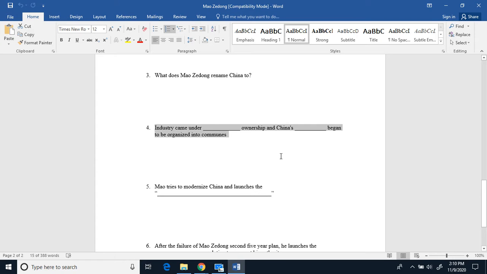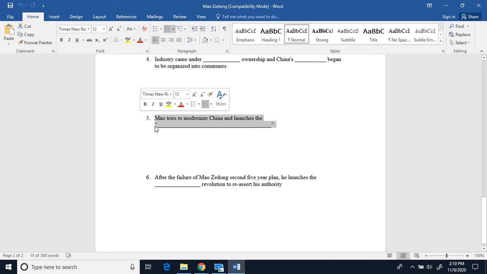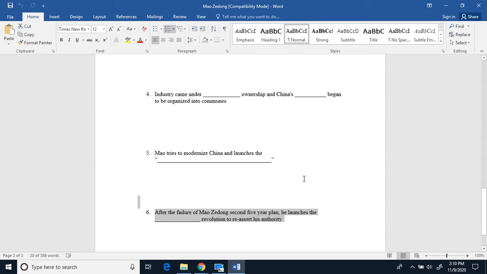4, industry came under ownership and China began to be organized in the communes. 5, Mao tries to modernize China and launches the. And 6, after the failure of Mao Zedong's second 5-year plan, he launches the revolution to reassert his authority.